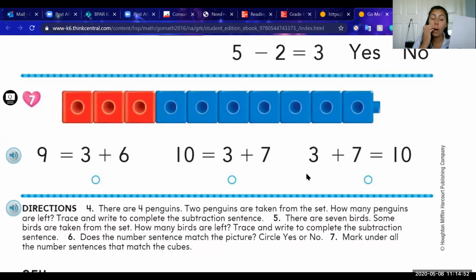But this question actually has 2 answers. You can also write the equation as 10 equals 3 plus 7. That's also true. So your answers are the middle one and the last one. Great job.